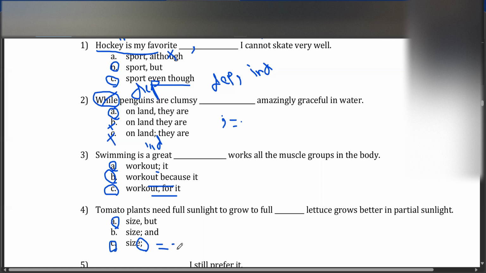Tomato plants need full sunlight to grow to full size. This is a complete sentence. So I have 2 choices. A, I can put comma, fanboys, or C, I can put a semicolon. And if there is a choice that has a period in it, I can take it too.